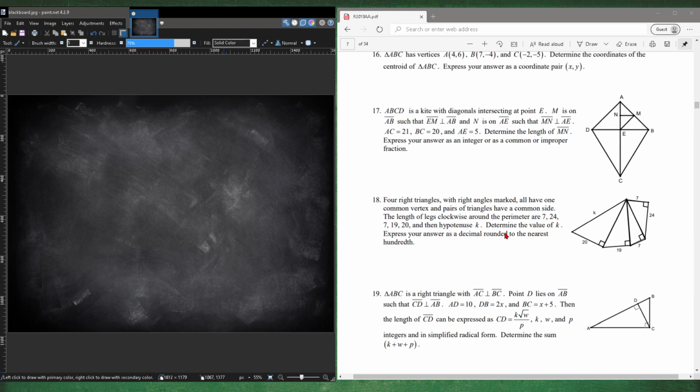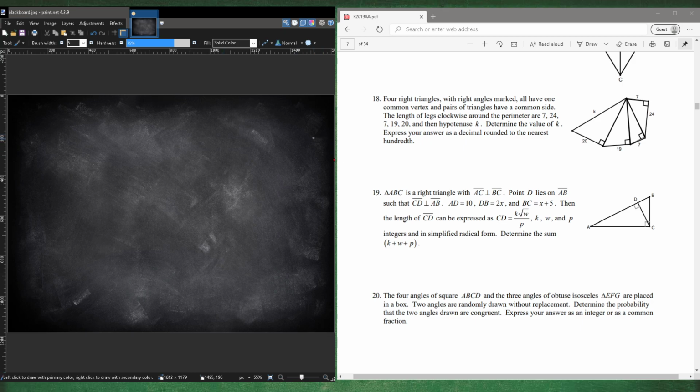Okay, now the final question, number 19. ABC is a right triangle with AC perpendicular to BC, and point D lies on AB such that CD is perpendicular to AB. Okay, so let me draw the picture.